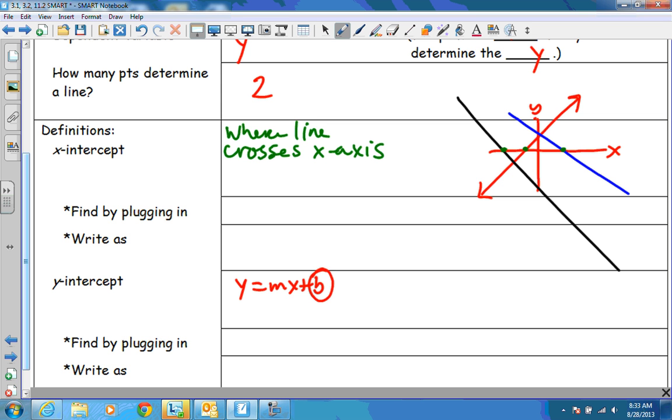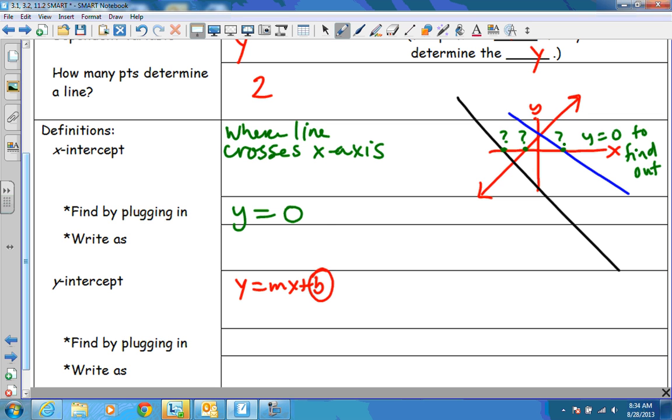Okay. No matter what, the x-intercept has a y value of what? 0. Do you agree with that? So you find this by plugging in y to be 0. Y is always 0. So you plug 0 in to find out what's your x. Is that okay?